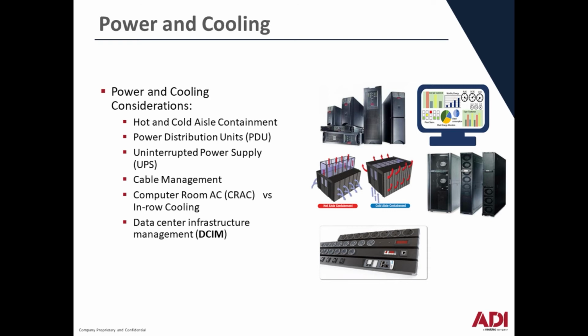Some considerations when designing a power and cooling system are hot and cold aisle containment, power distribution units, UPSs or uninterrupted power supplies, cable management, computer room AC or CRAC units and in-row cooling units, and data center infrastructure management.